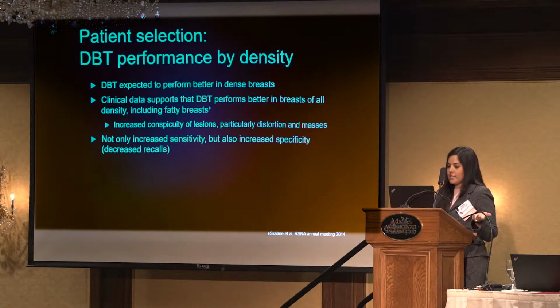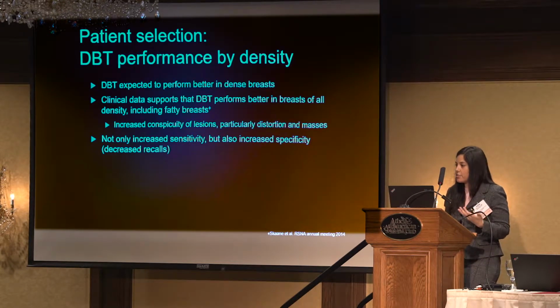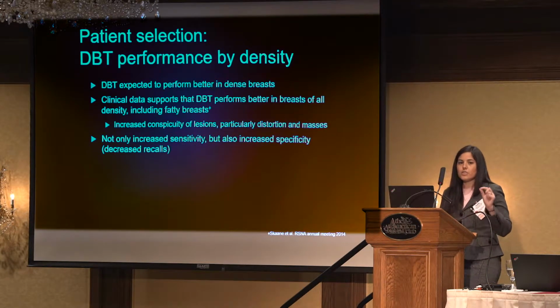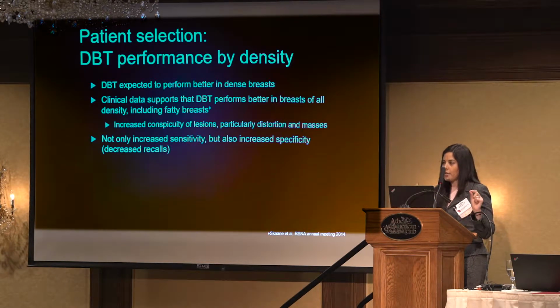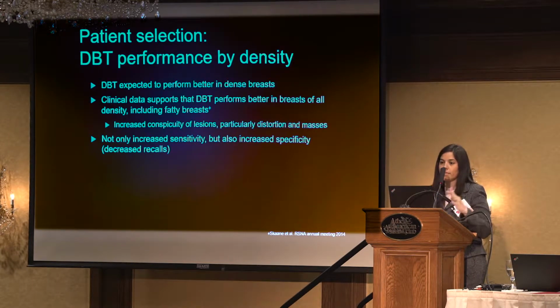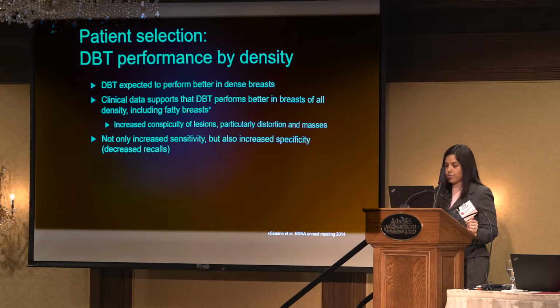It makes sense intuitively that dense breasts have more structural noise, there's more fibroglandular tissue than fatty breasts, so being able to scroll through that should help me detect more cancers. But again, clinical data supports that it performs better in all breast densities, including fatty breasts. So what happens in fatty or scattered breasts is that there can be subtle areas of really low contrast distortion that your eye can just overlook on the 2D mammogram because there are confounding areas of low contrast glandular tissue or Cooper's ligaments that can look the same. So having the 3D can show more invasive lobular cancers and architectural distortions.